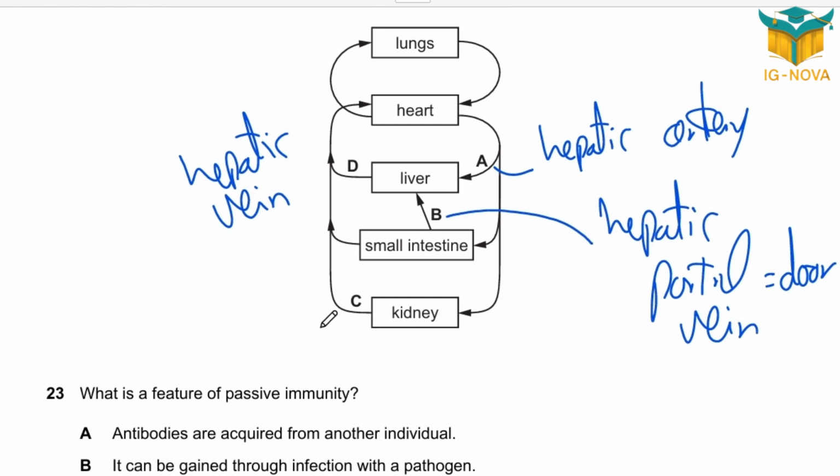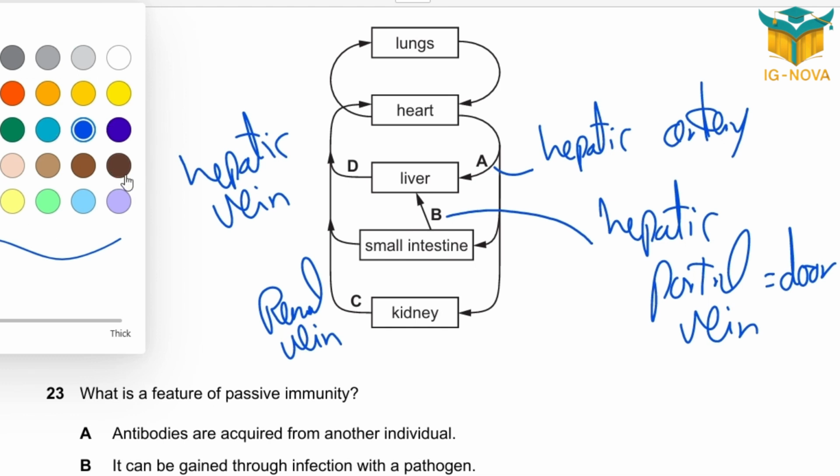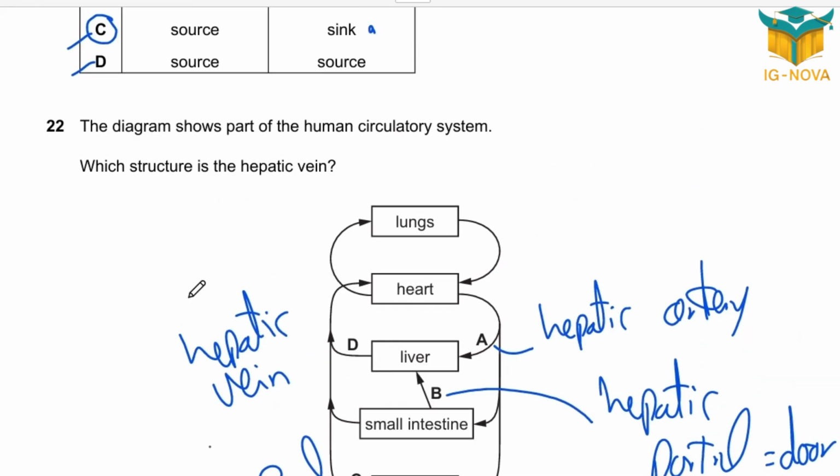Going out of the kidney to the vena cava, renal vein. 90% is done. Why? The question will ask you about one of them. Let's see. Which one is hepatic vein? Option D.